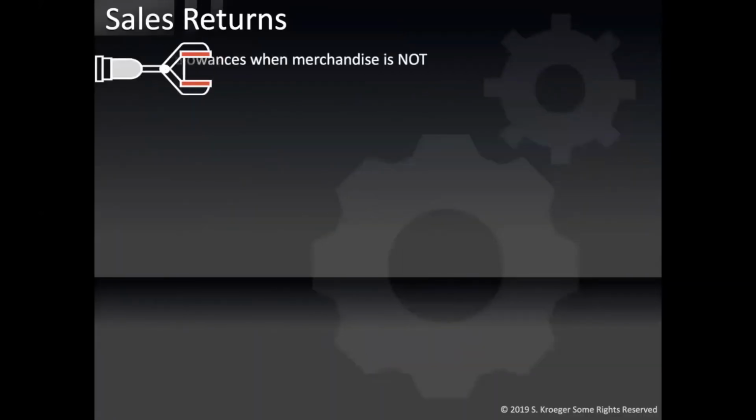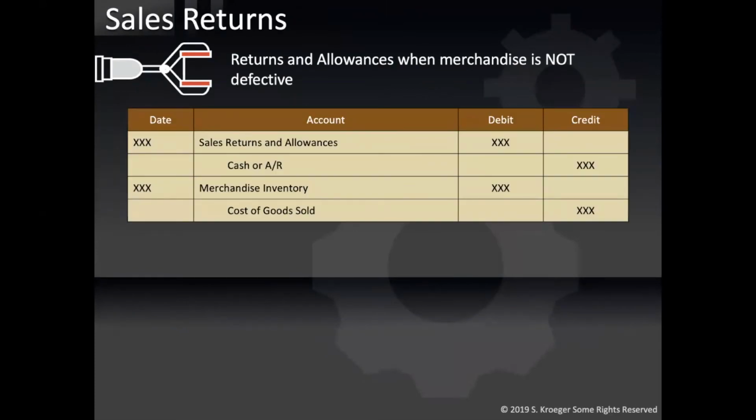When the merchandise is not defective, it means that we, as the seller, can put the returned goods back into our inventory to be resold. We reverse the two entries made from the sale. The only change is that the sales revenue account will be called sales returns and allowances.